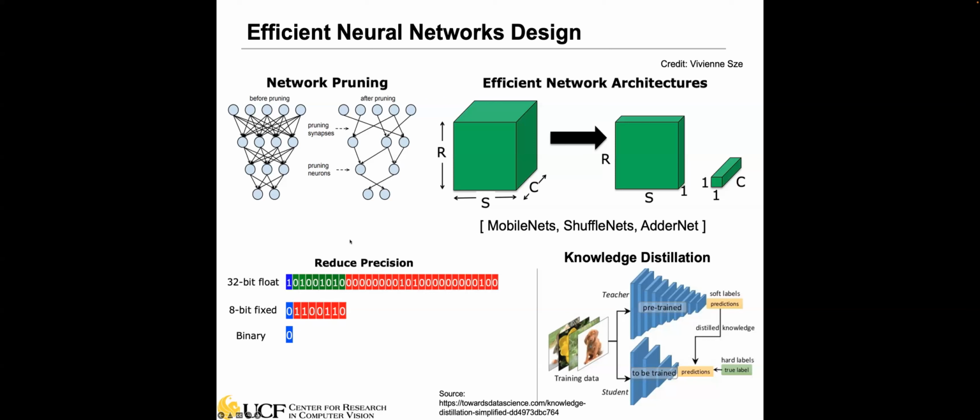Usually the network is doing computing in full precision, right? That's the 32-bit floating point operations.